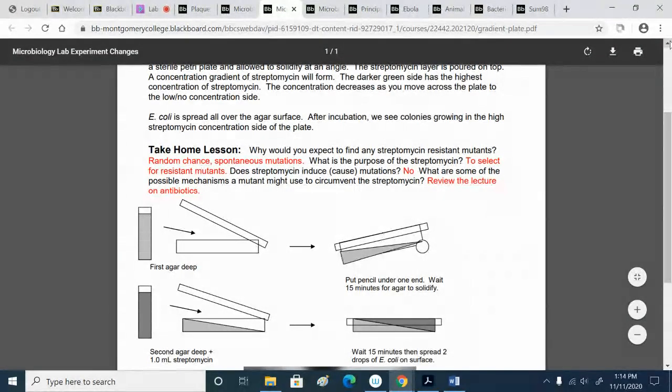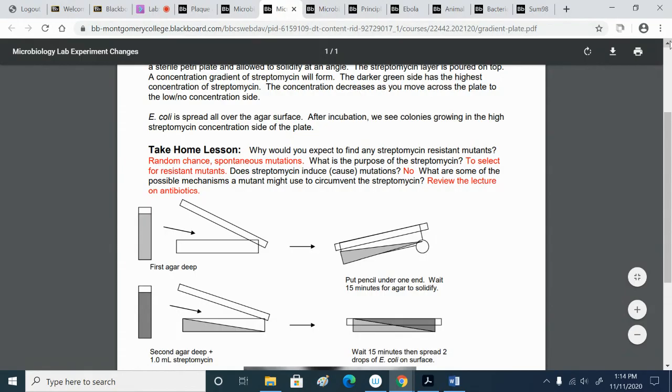And that mutation does not serve any purpose until the bacteria are exposed to streptomycin. And then those resistant mutants have an advantage, right? They will survive, they will grow, they will reproduce. But it's all random chance spontaneous mutations.